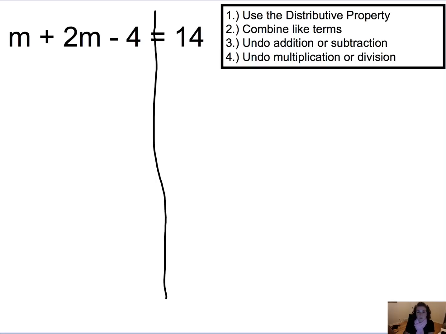So let's take a look at step 1. Distributive property. Well, I know I only use the distributive property if I have parentheses, and there's absolutely no parentheses here, so I don't need to do step 1 in this problem. So I'm going to skip right down to step 2, combine like terms.